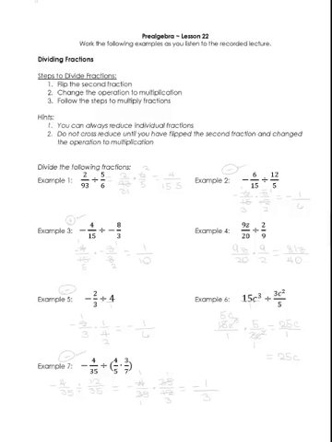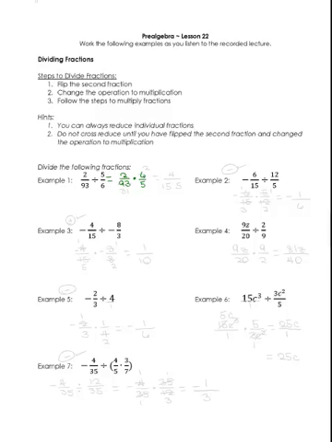Let's take a look at example 1, which says 2/93 divided by 5/6. First, we're going to change it to multiplication by saying 2/93. In other words, the first fraction has to stay the same. It cannot change. We change the operation to multiplication, and we invert or flip the second fraction.